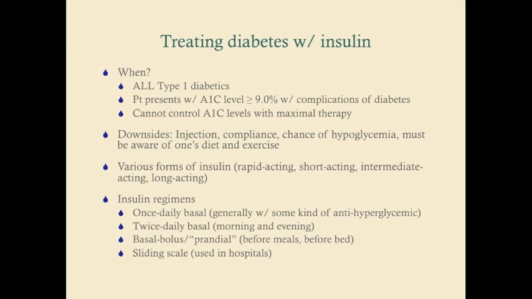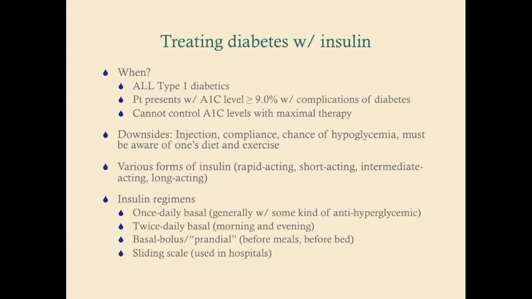Okay, so when do we treat patients with insulin? All patients with type 1 diabetes are treated with insulin. Any patient who presents with an A1C level of greater than 9 after they've been diagnosed with diabetes and they have complications should be treated with insulin. And any patient that cannot control their A1C levels with maximal therapy should be treated with insulin.